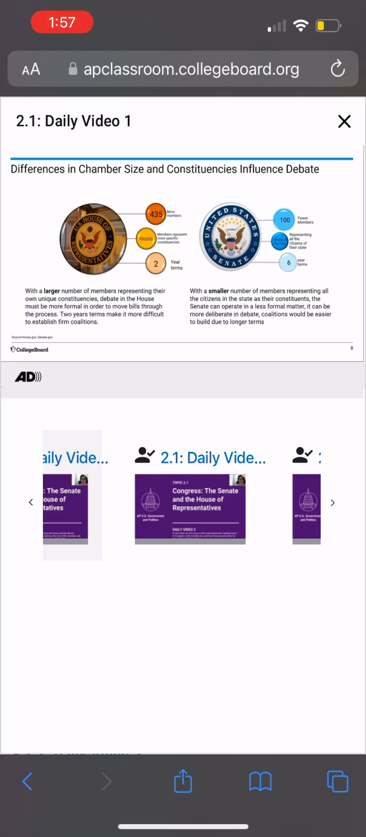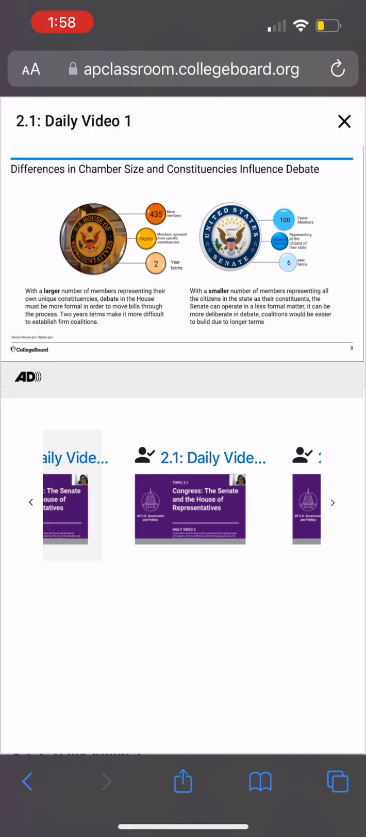All right, so over in the Senate, we've got 100 members. I put my state there, the state of Florida. They are representing all of the members of the state, all the citizens of their state, and they have 6-year terms. With a smaller number of members representing all of those citizens in their states as their constituencies, they can operate in a less formal manner. They get to know each other a lot better. They can take it a little slower when it comes to their debating, and coalitions would be much easier to form when you are going to be sitting for 6 years for your term.